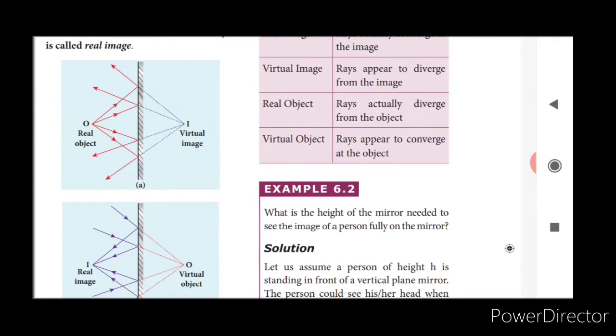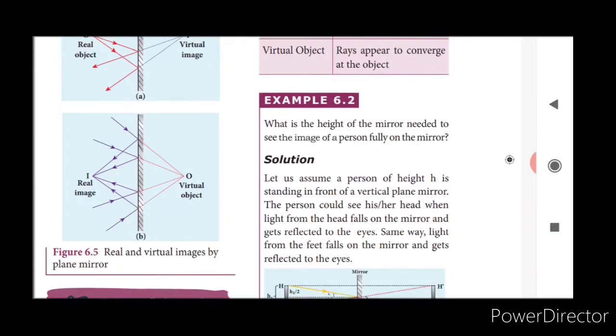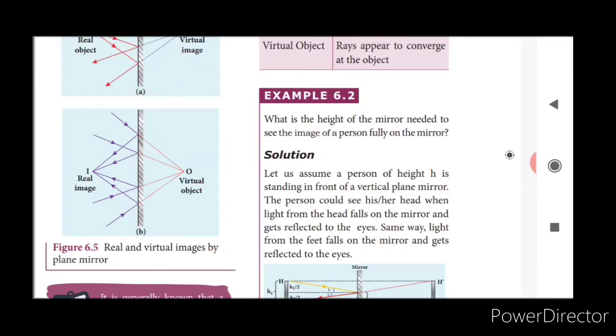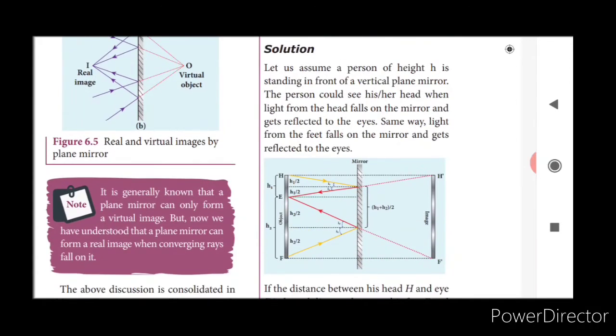Look at the picture. The real object produces divergent rays, and the virtual image will be produced here. The same here: it is a real image, and the virtual object will be there. It is convergent. Now note it down.